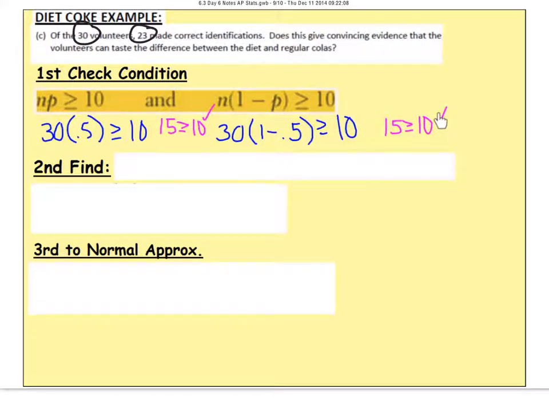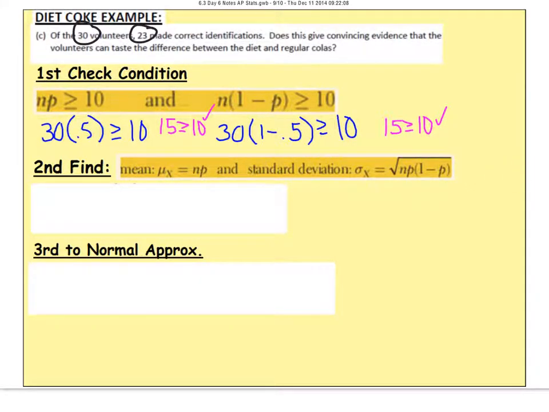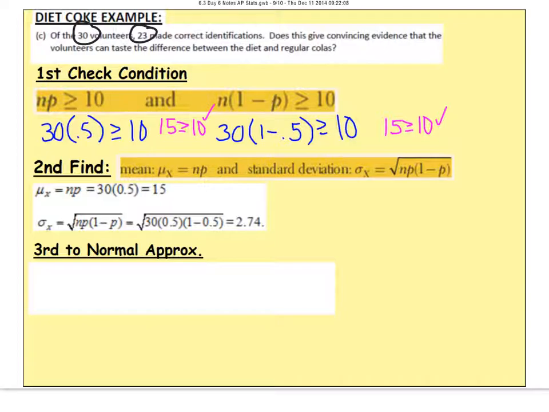Here, 15 is greater than 10, great. So then I do need to find the mean and standard deviation. I'm going to go through and use our formula for binomial. This is on the formula sheet if you forget. I'm going to show a little bit of work for that. So here we have our mean and standard deviation.